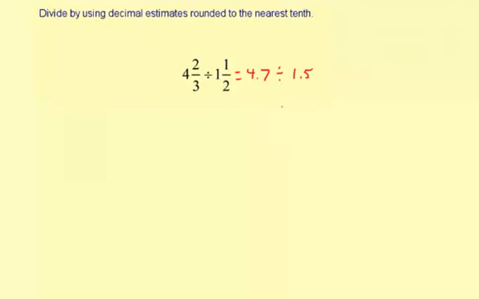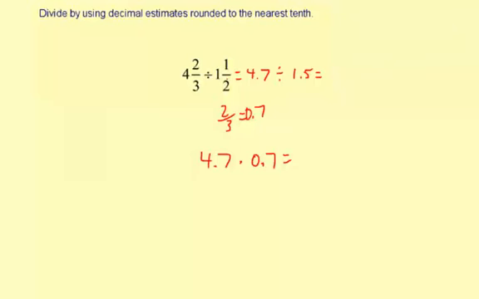So here's an interesting question. What if, instead of doing 4.7 divided by 1.5, I did the multiplicative inverse of this one, and I did 2/3, which is 0.6, or 0.7 rather. So I did 4.7 times 2/3, or 0.7. Let's compare those two answers and see if they're the same.